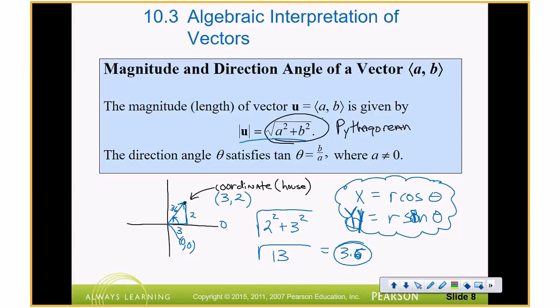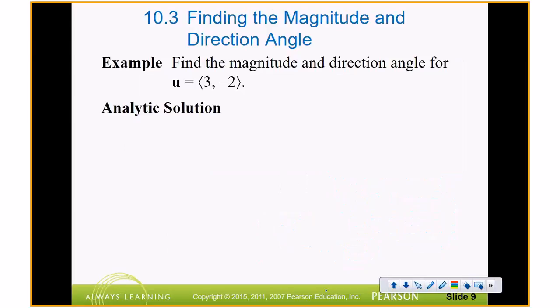These 3 formulas right here are what you're going to be tested on in 10.3, to make sure you can go backwards and forwards. You'll see it on the next page. Don't worry about it. All right?